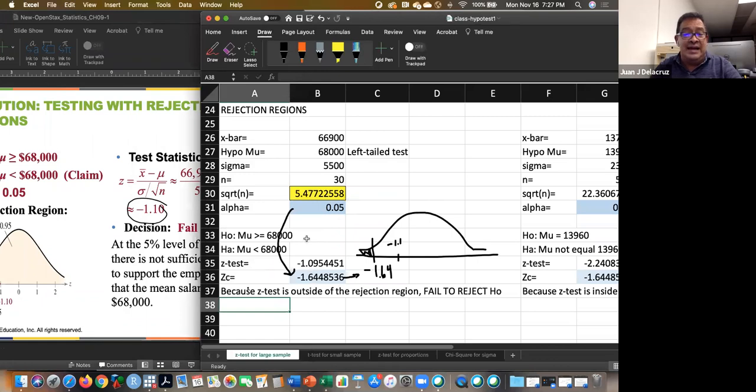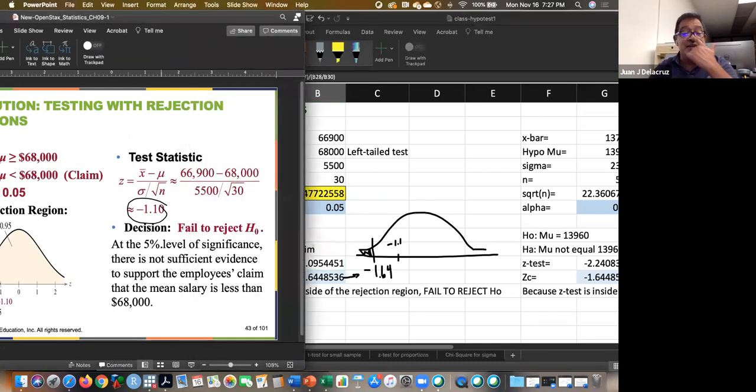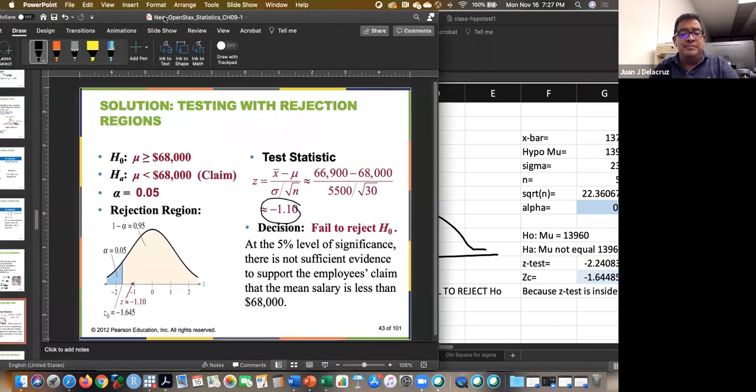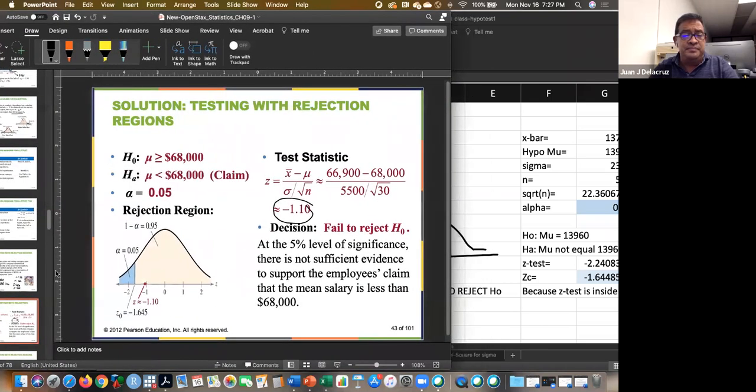So once again, here my claim is the alternative. So I am failing to reject this, so I don't have enough evidence to support the claim. So that's what I'm gonna say here, that at the 5% level of significance, there is not enough evidence to support the employees' claim that the mean salary is less than 68,000, okay? So is there any question so far?